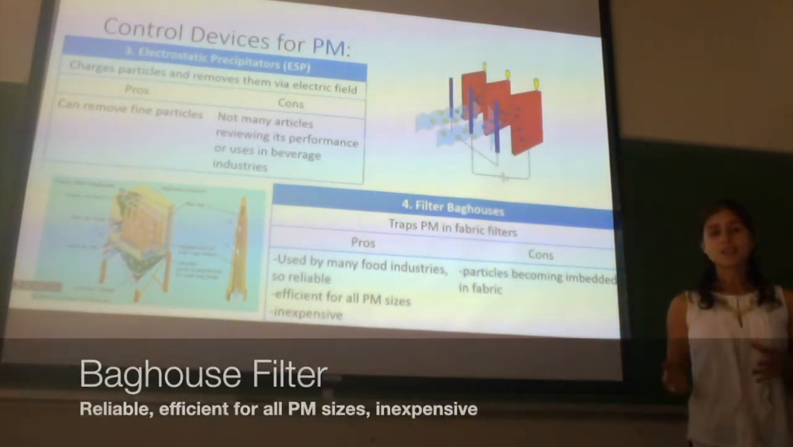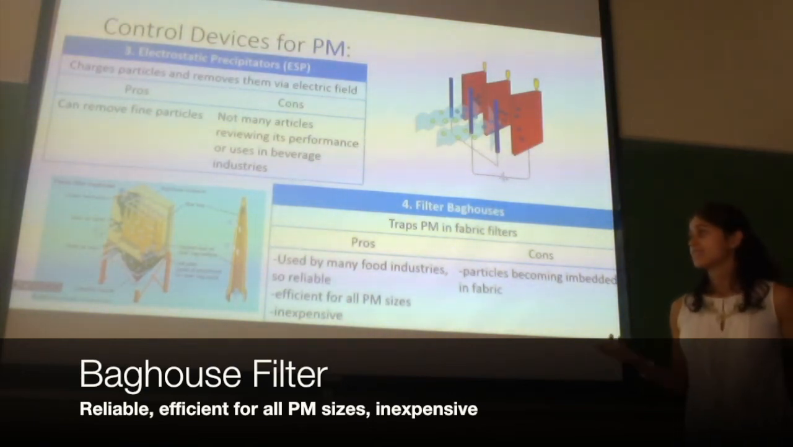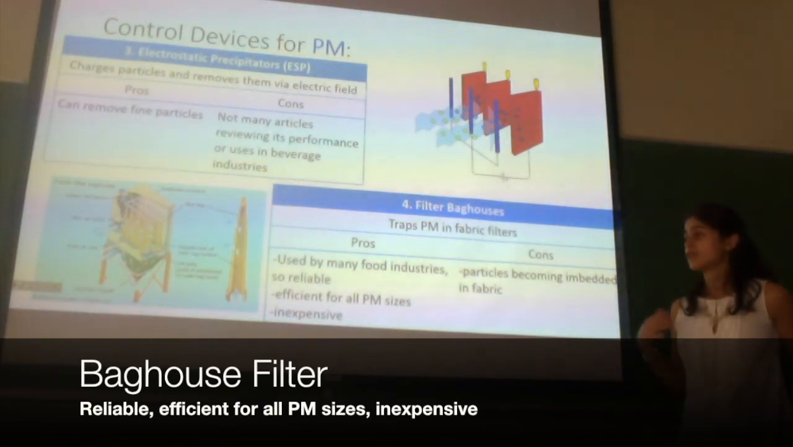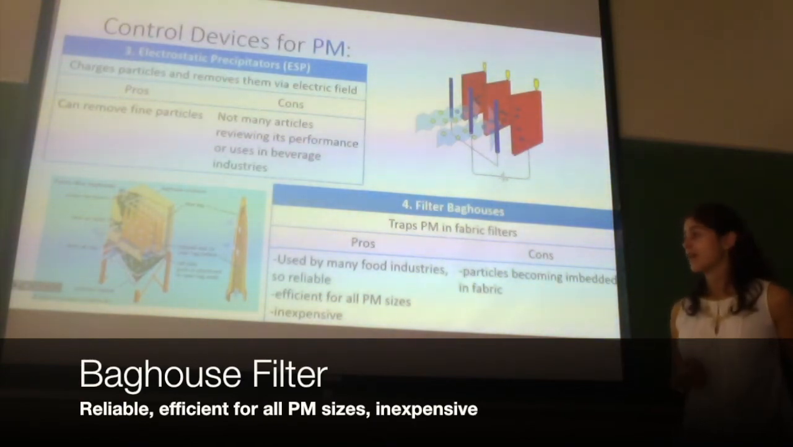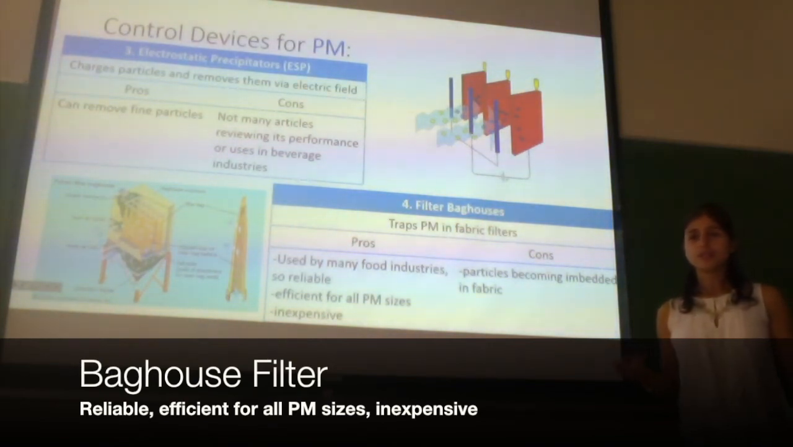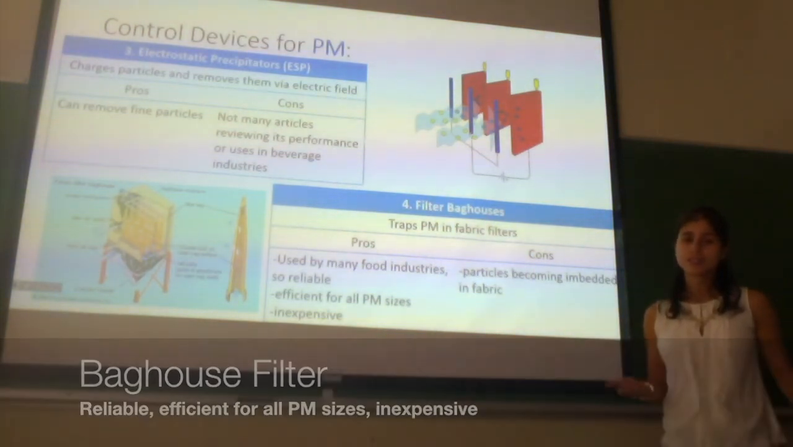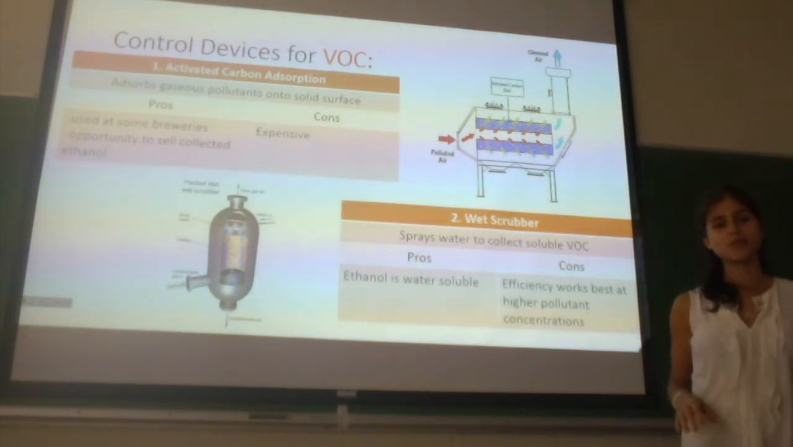And lastly, you can use baghouse filters, which collect particles on the fabric of the filter. This is used by many food industries, so it is known to be reliable. It's also very efficient at collecting particulate matter of a range of sizes, and it's very inexpensive. One con is that particulates could become embedded in the fabric, thereby increasing the pressure head and overall increasing the operating costs. However, if it's maintained and replaced regularly, this should not be a problem.